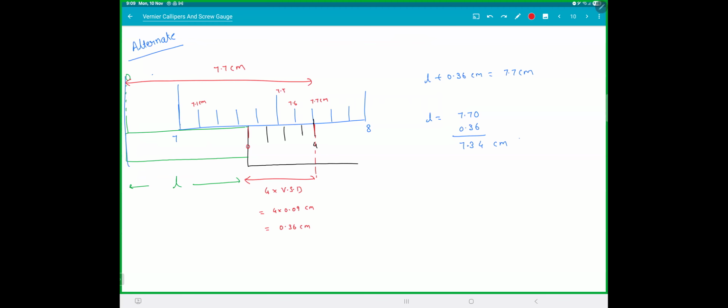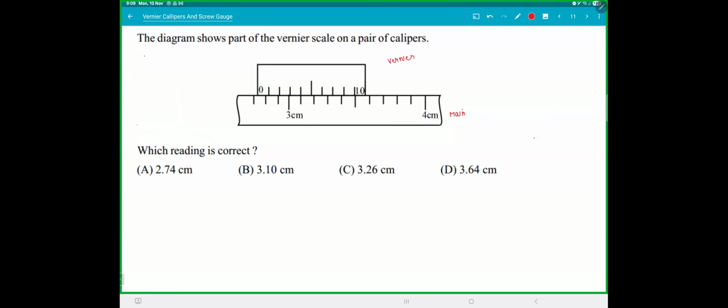Any doubts on this method, everyone? I hope all are clear with this, what we did, right? The length of the object plus this vernier must be equal to 7.7 because it's starting from there. That's it. That's the concept there. Let's see how it works.